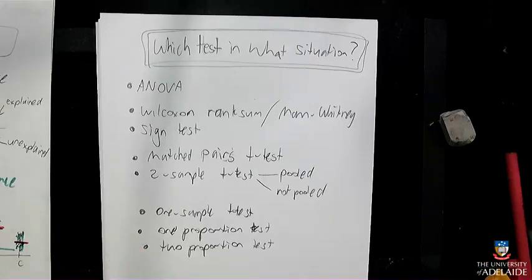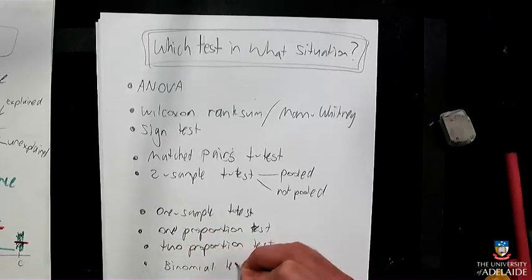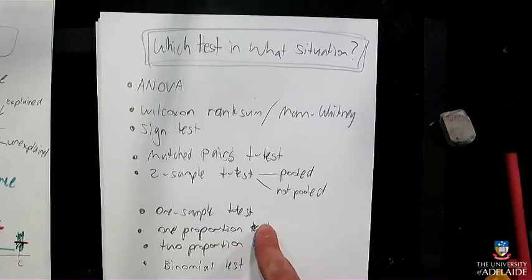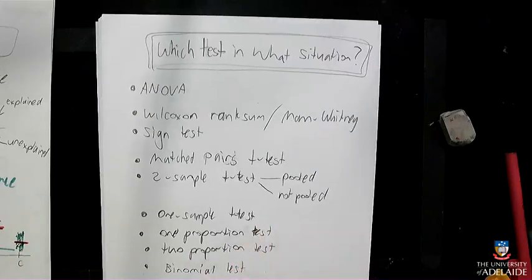Rightio. You might have to tell me that one because I'm not sure how that's different from the other ones. Sorry? Well, it's this one, right? Or that one. But you don't use a Z, you just use the binomial distribution, as far as I know. Is that right? Okay, cool. Have we got any others? Because I'm not in this course, you're the people who have to know.